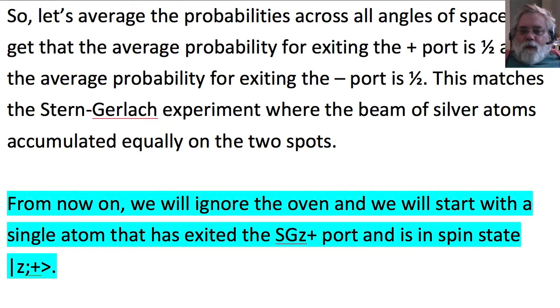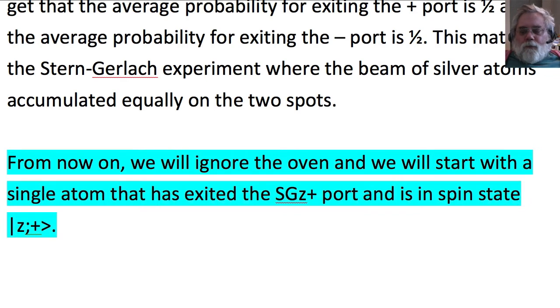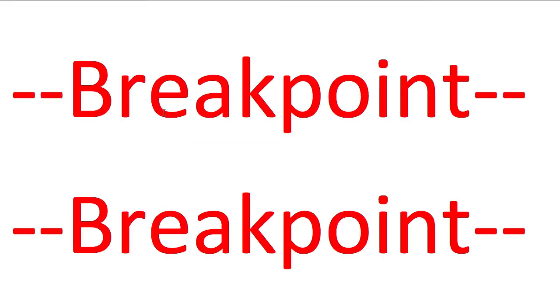So from now on, we're going to ignore the oven, and instead of starting with an arbitrary direction, we're going to start with a single atom that has exited the SGZ plus port and is in normalized spin state Z plus. So we're going to feed a single Z plus atom into 8 more experiments and see what the results are. This is a possible time to take a break.